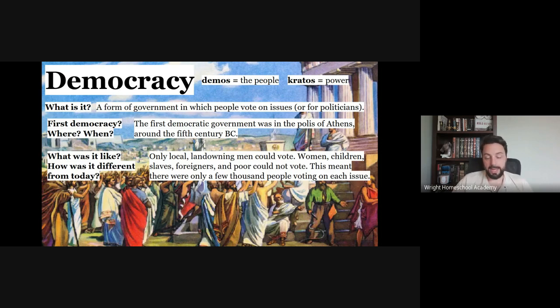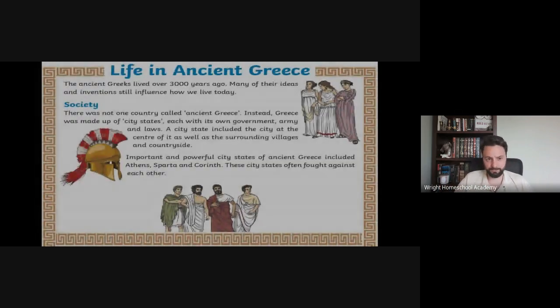and you owned land. So you couldn't even be a poor man. Only local landowning men could vote. Women, children, slaves, foreigners, and poor people could not vote. This meant that there were only a few thousand people voting on each issue. So you can see already how it was possible for them to manage this huge mass of people voting on issues. They really narrowed the number of people who could actually participate in the process.